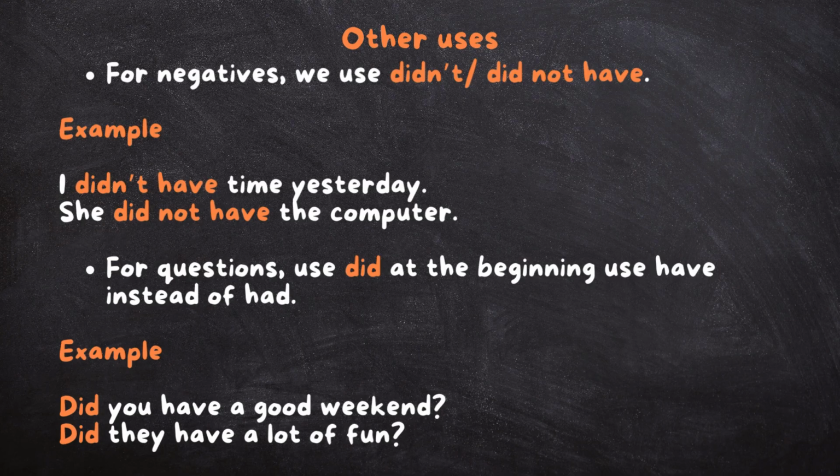So if it's a negative or a question and you need to express it in the past, maintain the form of the verb have. Don't use had, use have. But the only thing that changes is, if it's a negative, use didn't or did not before the verb have. And if it's a question, use did at the beginning of the sentence, then you add the subject, and then you add have, and then you add the rest of the sentence to it.